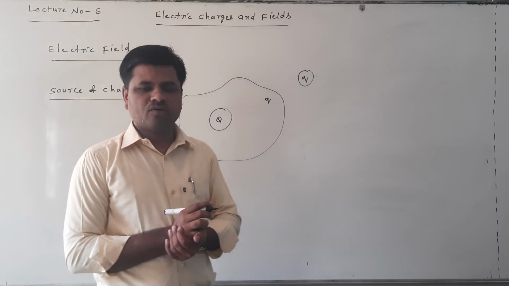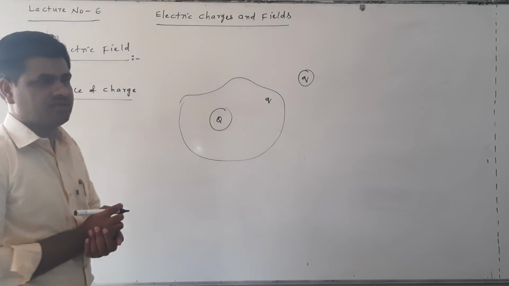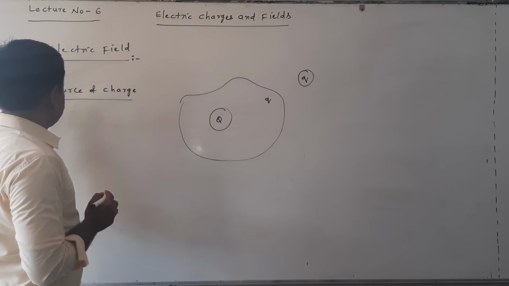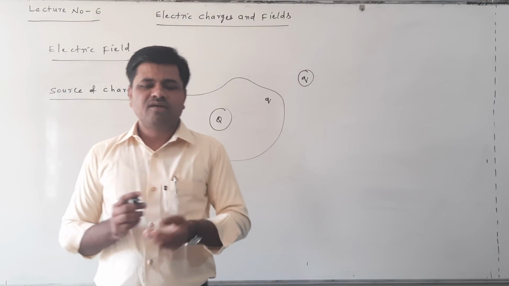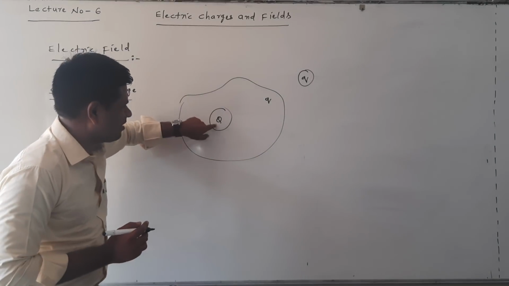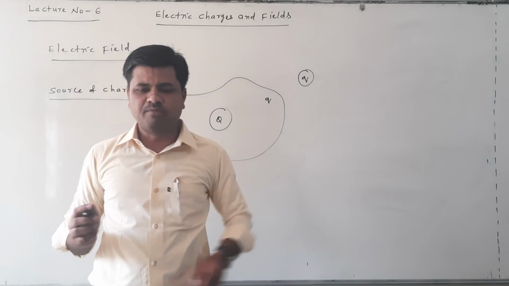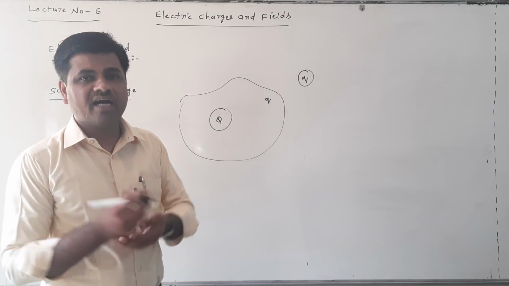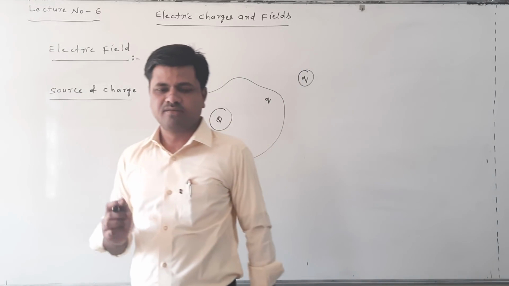Next we can define the source of charge, or source charge. What is meant by the source charge? Source of charge means the charge which produces the electric field. This is the one charge we have taken, Q. This charge Q produces the electric field surrounding it. The charge which produces the electric field is called a source charge.